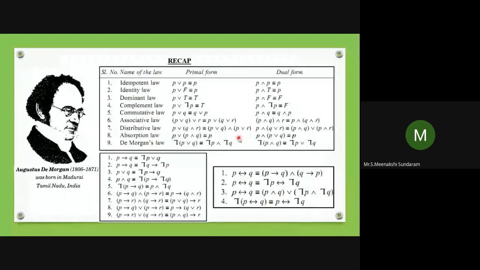I can put it here. De Morgan was born in Madurai only. After 7 years old, he went to England.